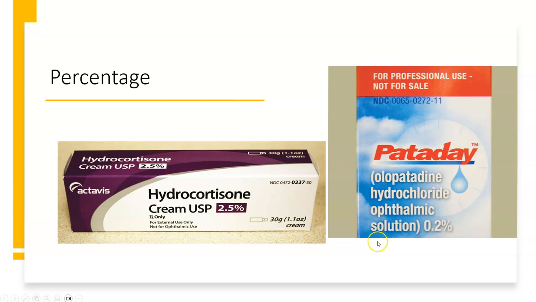Over here we have some eye drops. This is an ophthalmic solution. Pataday. This has a trademark symbol instead of the copyright symbol. This is the brand name. Olopatadine is the generic name, and it's the 0.2% strength. So that just helps us know to pull the right strength from the cabinet.